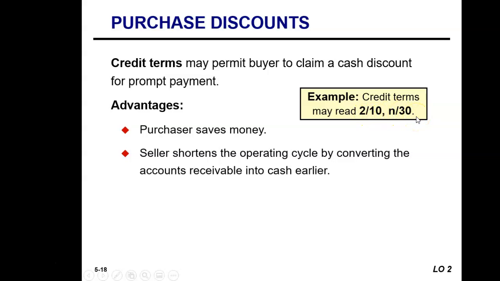What does it mean? I'm glad you asked that question. This is saying that if they pay within 10 days, there's a 2% discount offered, known as a purchase discount. Otherwise, they have 30 days to pay for the invoice in full. Again, if paid within 10 days, they receive a 2% discount. Otherwise, the full amount is due within 30 days.